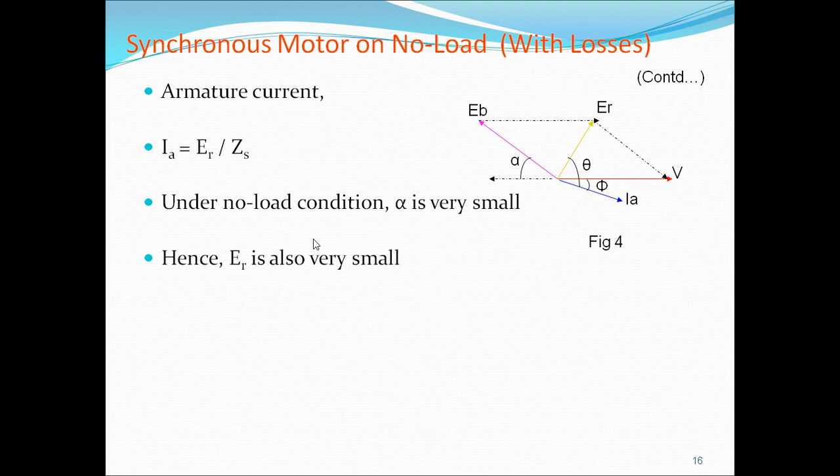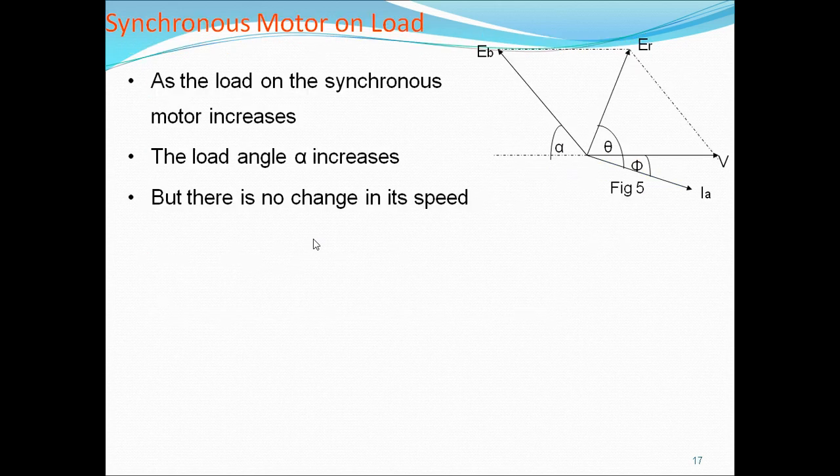Under no load condition, alpha is very small. Why? Because there are only iron and mechanical losses and a small core loss. So ER is very small. As shown in the figure, the current drawn by the motor is very small.